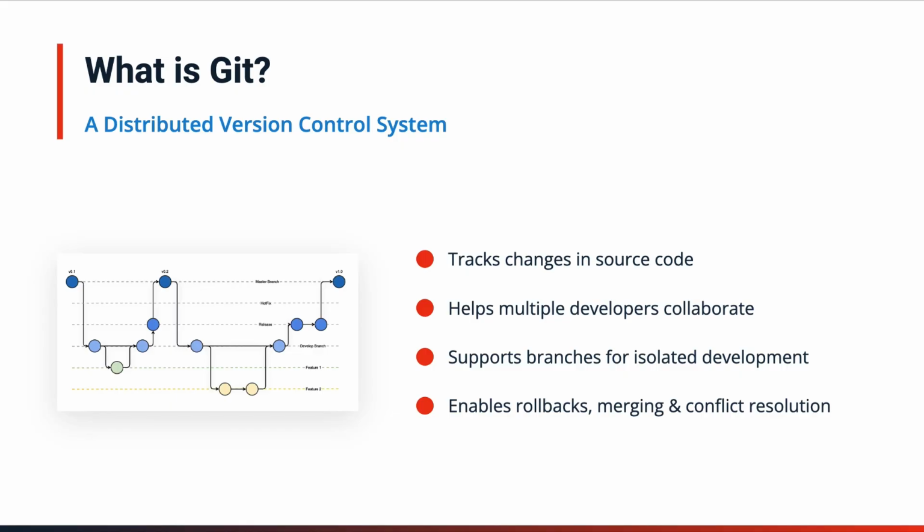Another superpower Git gives you is working independently on new features without affecting the main project. Multiple people can work at the same time on the same project without interfering with each other. So Git isn't just a tool, it's a complete system that organizes your work and protects your code.